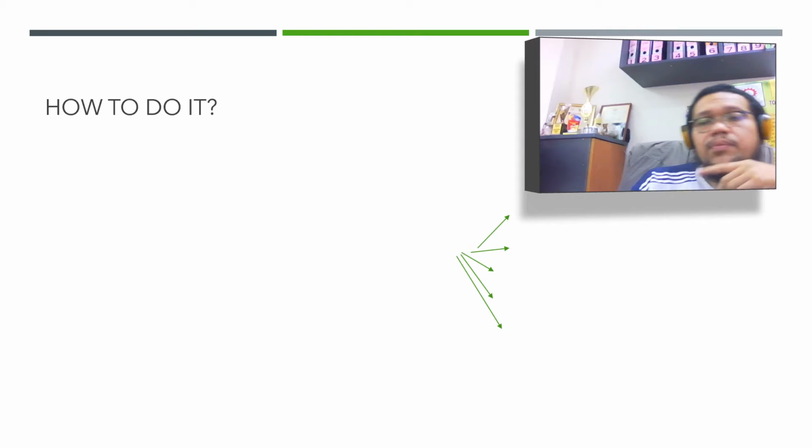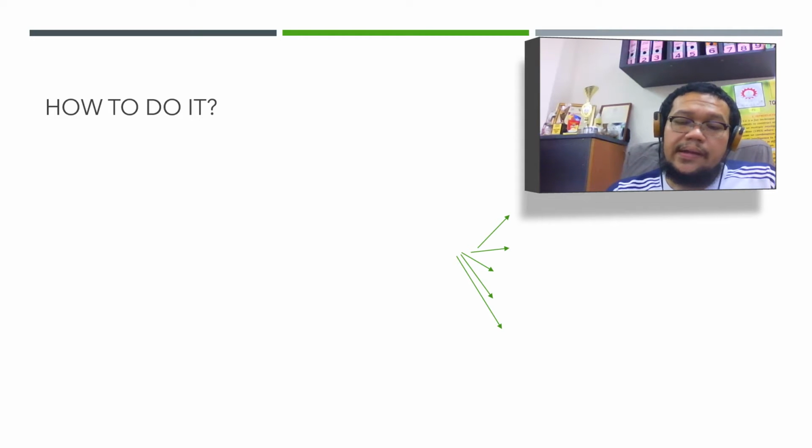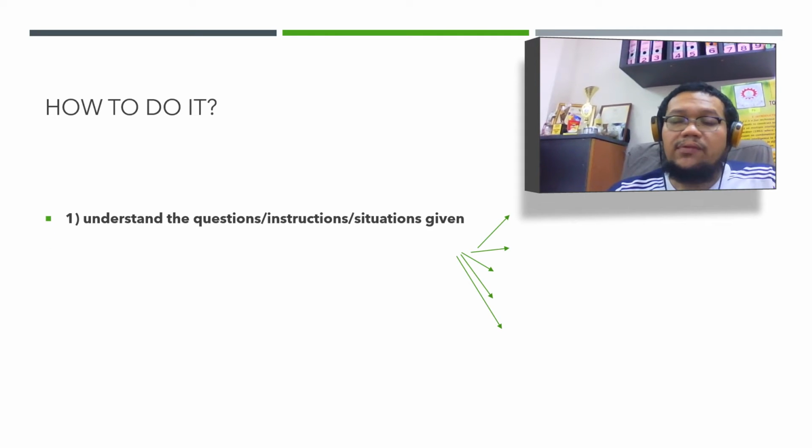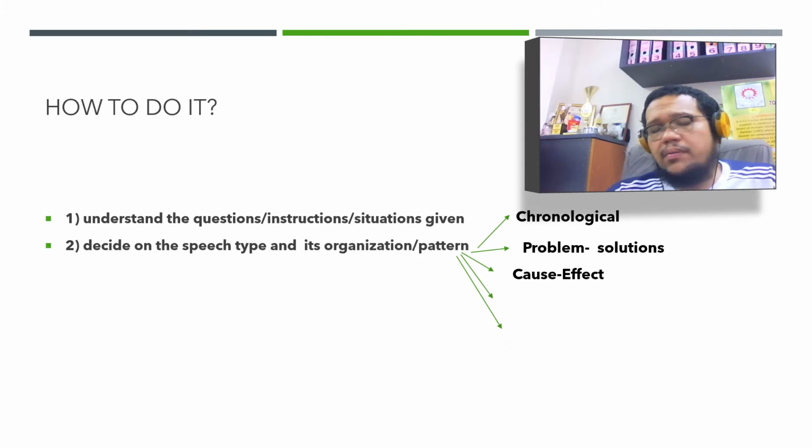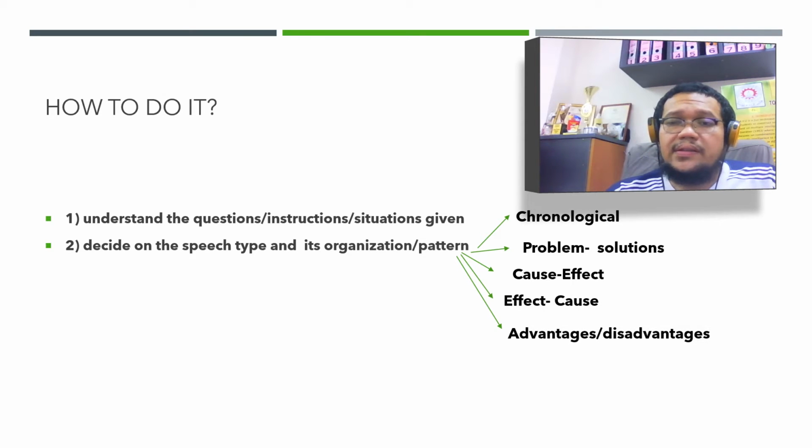All right, how to do an impromptu speech in class or in any place where you are evaluated on your skills to do an impromptu speech. Basically, first thing first, when you are given a situation or question, you have to understand the question or instruction or situation given. The second one is we have to decide on the speech type, or the most important is the organization or the pattern, whether it is chronological, problem solution, cause effect, or maybe effect cause, or advantages or disadvantages.